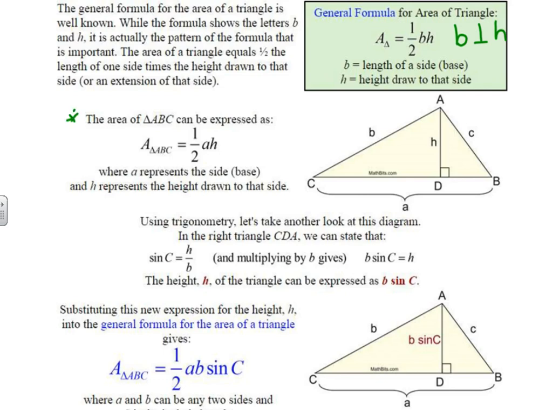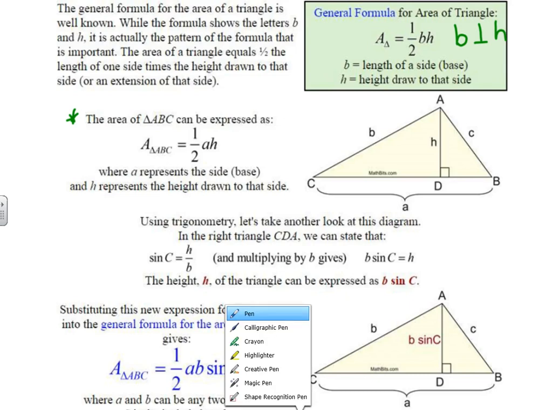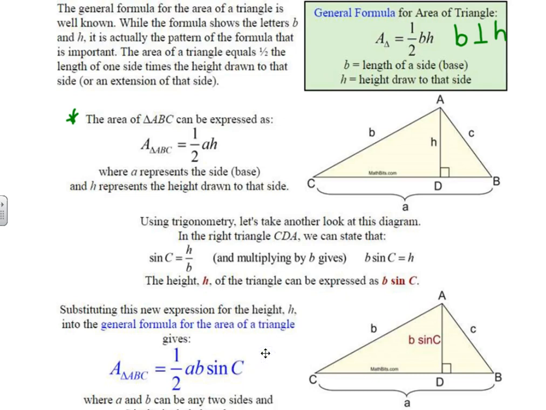So the area of a triangle ABC can be expressed as 1/2. Here we're calling this side A. This is side A because it's opposite angle A. So instead of saying BH, we're just going to represent the base with the letter A, and H we'll represent with the height. What do we know about the height? We know the height always has to be perpendicular, as we've said many times.